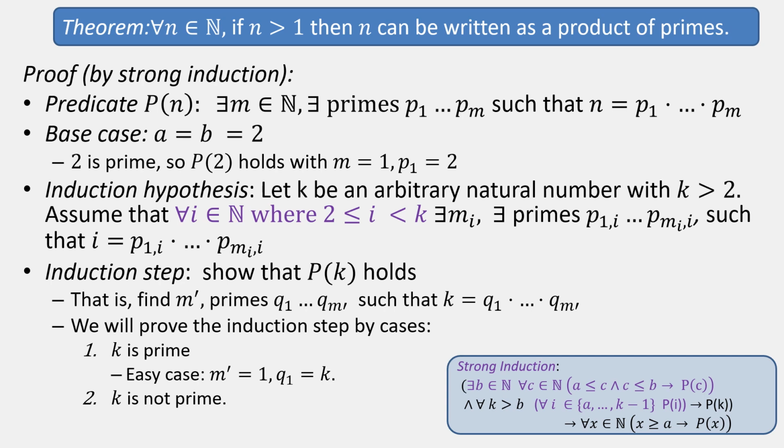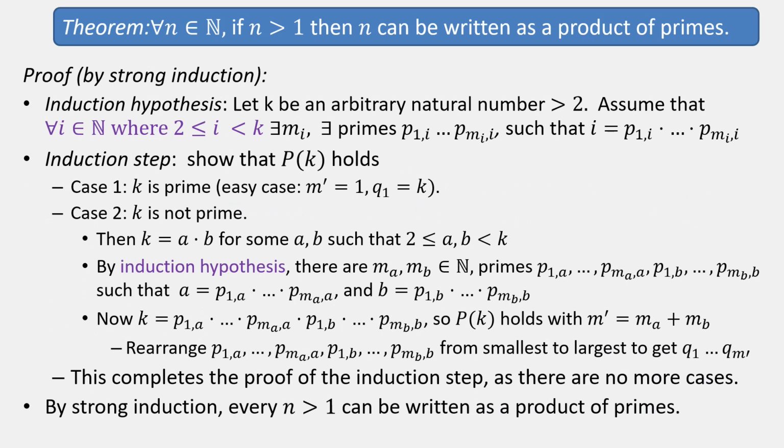And as we often do, we will prove the induction step by cases. Either the number k is prime or it's not prime. And the case when k is prime is very easy. We don't really need the induction hypothesis for it, because we know that if a number is prime, then m equals 1, and the only prime in the product is the number itself. So now let us do the harder case when k is not prime.